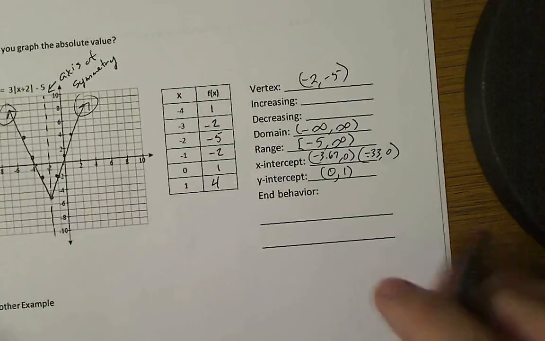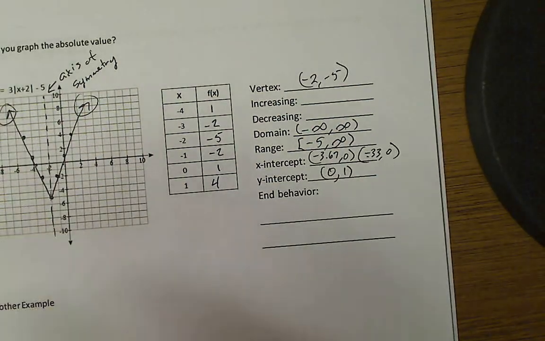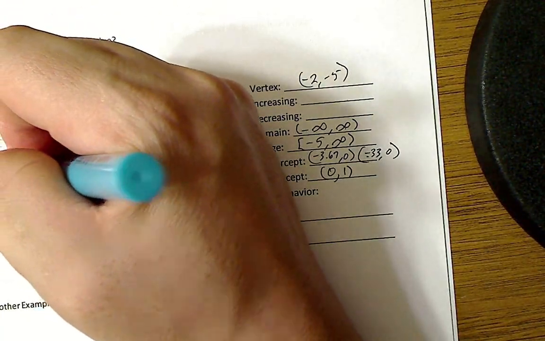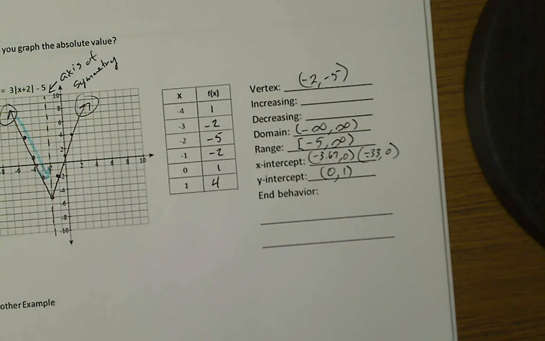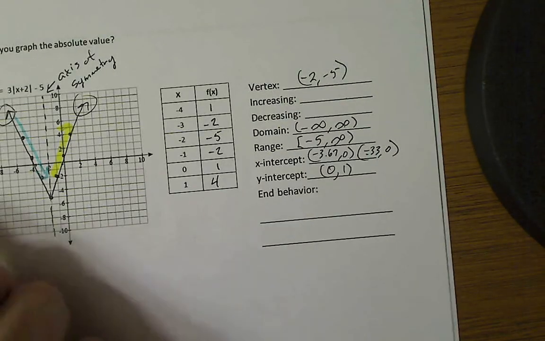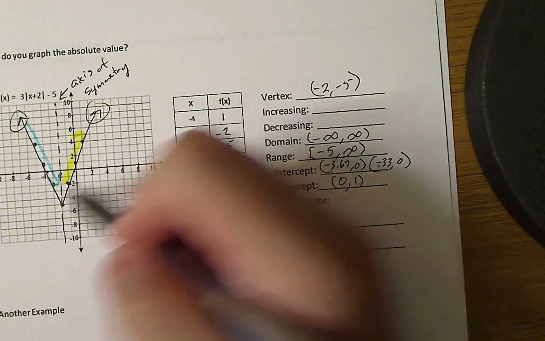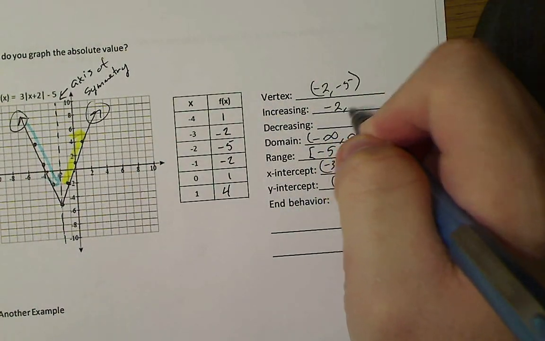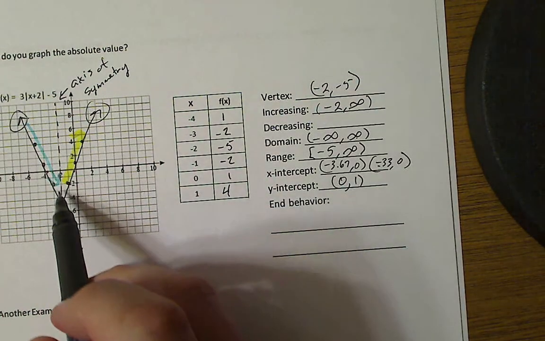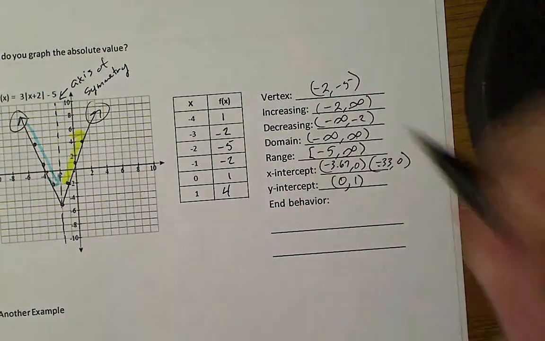Okay. Now my increasing and decreasing. And again, this is my decreasing, it looks like. Looks like this is my increasing again. Okay. I'm going to make sure I read it this time. Increasing, so from here to here, it looks like it's from -2 to infinity. Decreasing, it looks like it's from -infinity to -2.